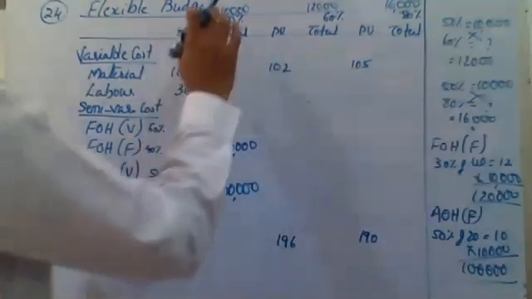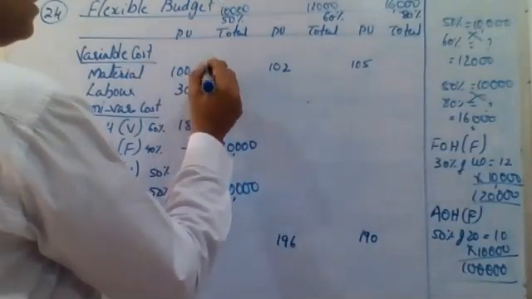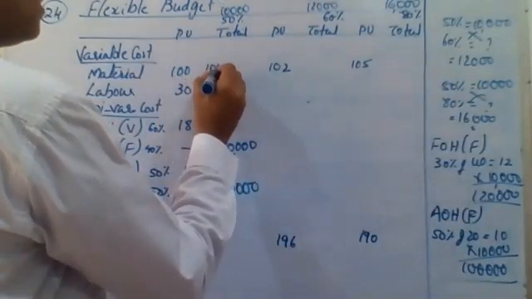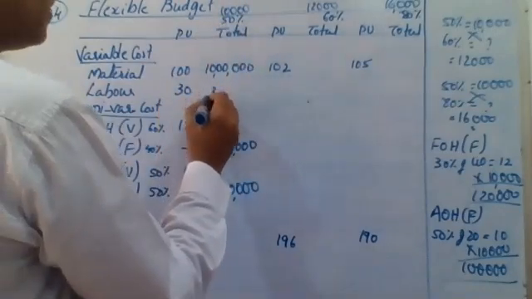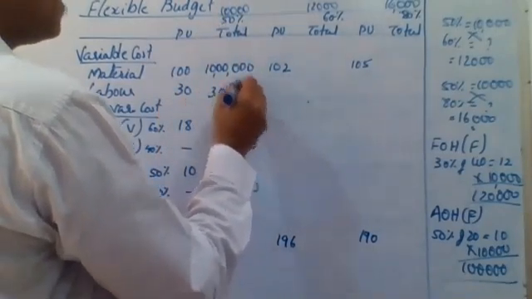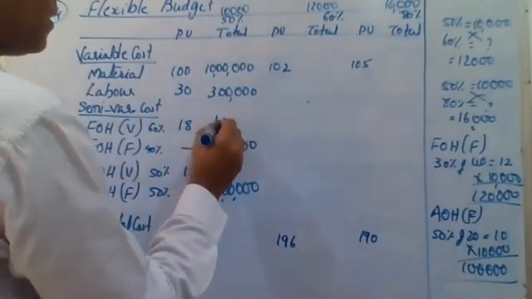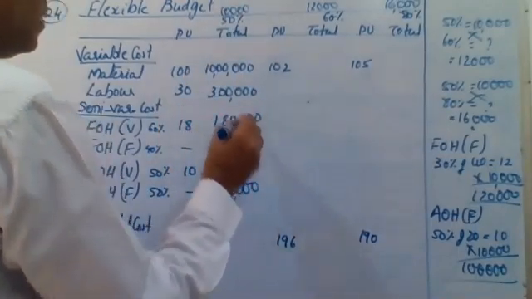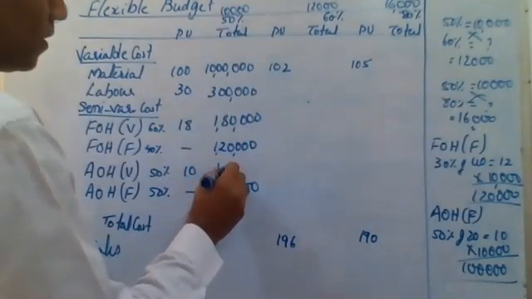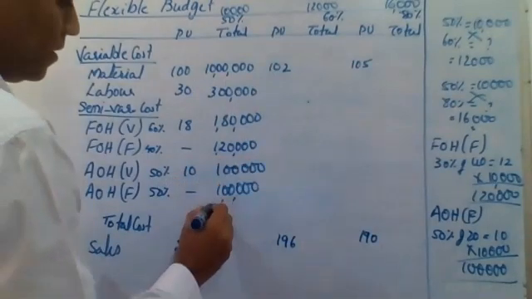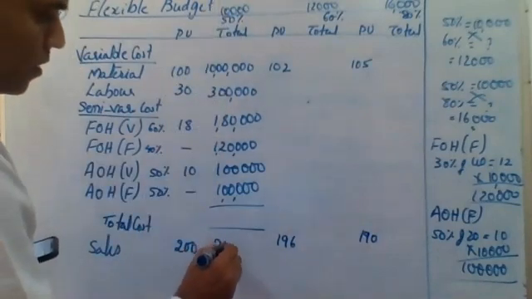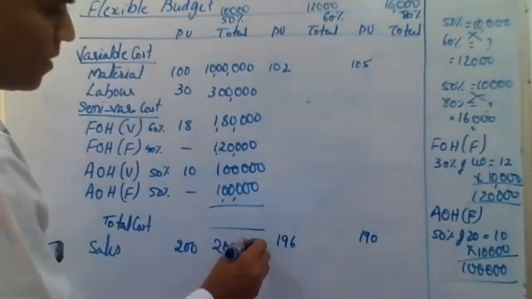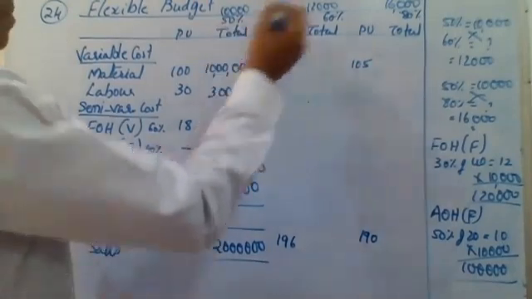So 10,000 into 100 is 10 lakhs. 10,000 into 30 is 3 lakhs. 10,000 into 18, 1 lakh 80. 10,000 into 10, 1 lakh. This is your total cost. 10,000 into 200, 20 lakhs is your sales. Same thing you have to do.